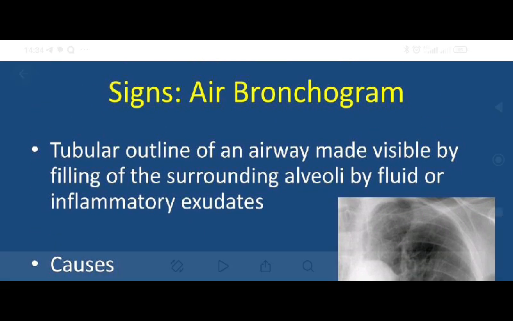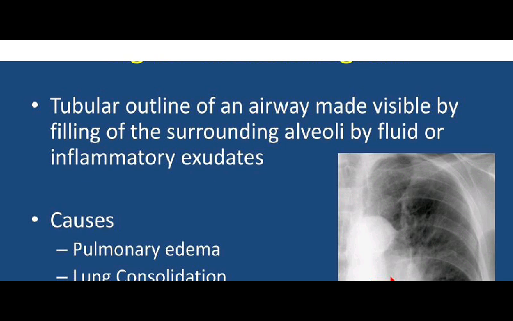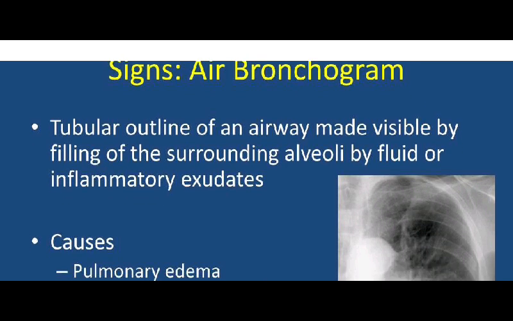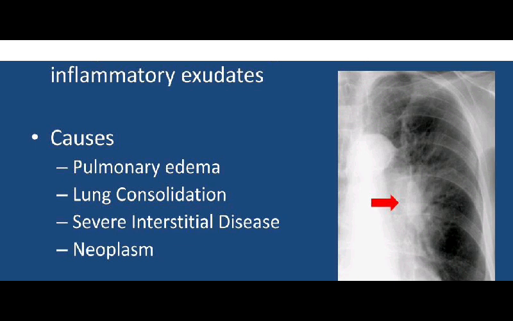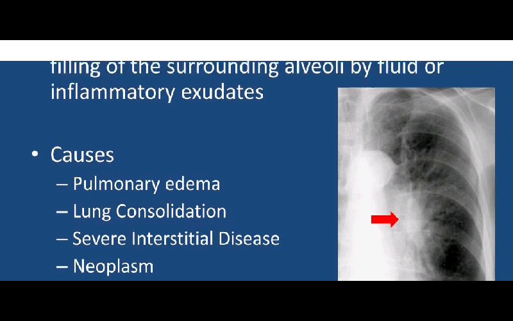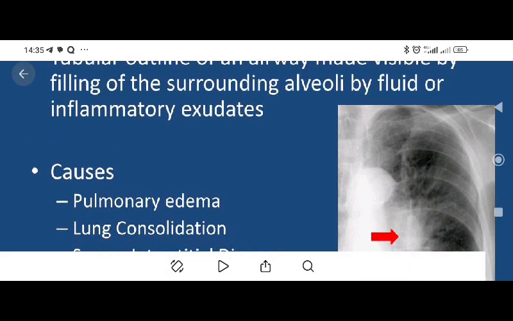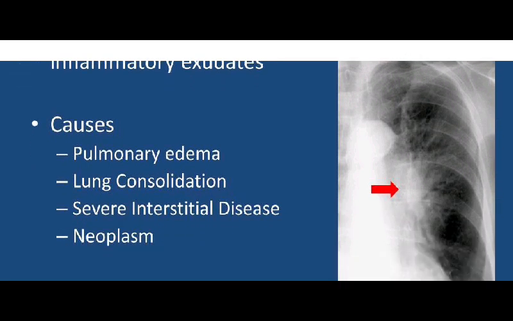Example, like now this one indicating air bronchogram. A tubular outline of an airway made visible by surrounding structures of the alveoli filled by fluid or inflammatory exudate. Now look at this radiograph. You can see the lung marking now. This marking is meant to be the bronchioles. On the normals, we don't see the bronchioles, but because of the air bronchogram, remember, air bronchogram is when the air in the bronchioles is displaced, and we are now seeing exudate, fluid, edematous fluid. Now you can see that it's appearing opaque in nature.